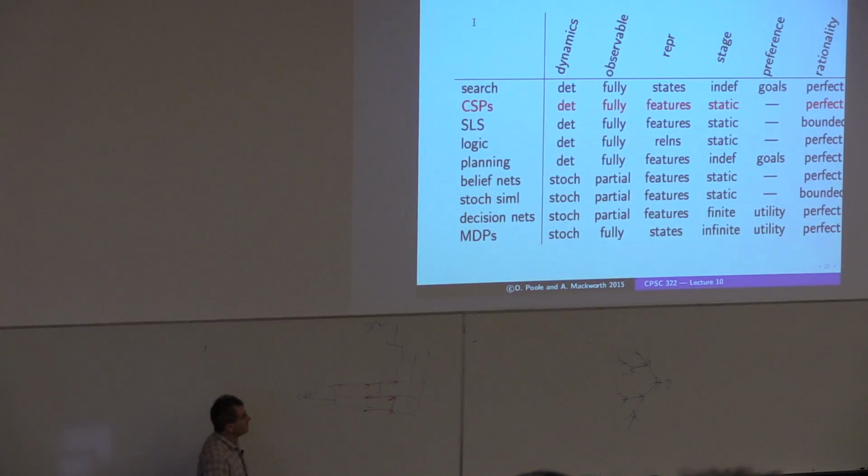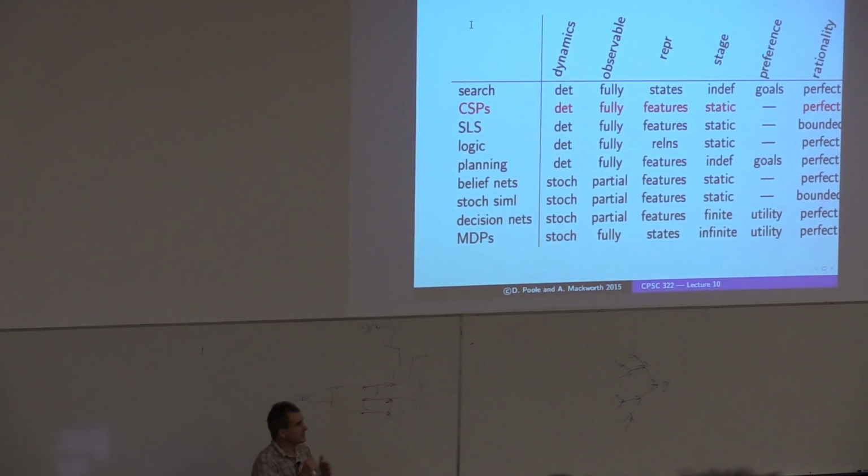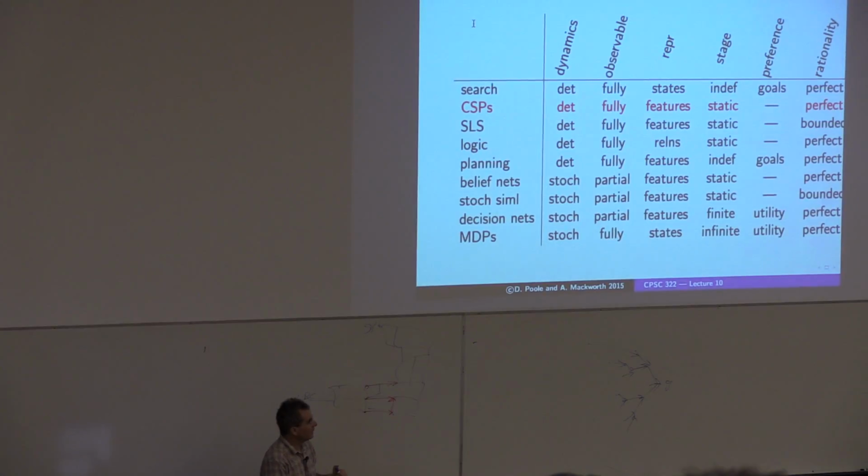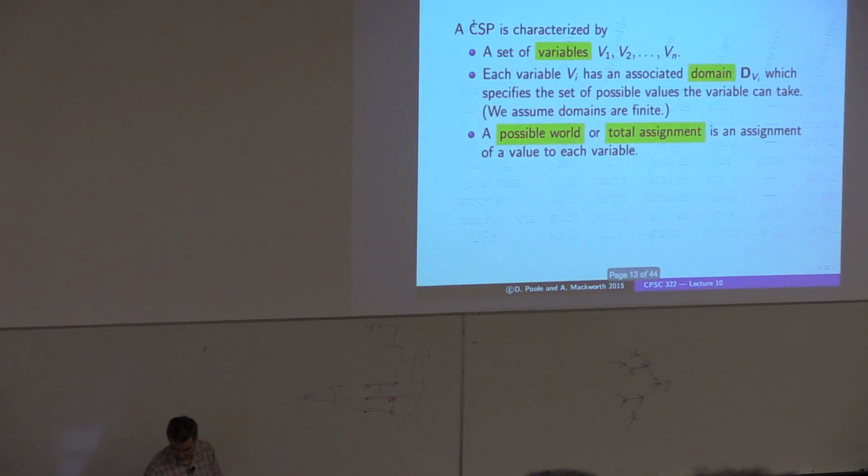So the overview of the course so far is we've looked at search, which was deterministic and fully observable. We can represent elements in the nodes in terms of states. We're allowing it to go indefinitely. We're going to look at goals, and we're going to look at perfect rationality. And what we're going to do now is go from states to extend it into features. So instead of just having states which are unstructured, which are just this node or this node, we're going to try and exploit the fact that we can describe states in terms of features. And that's what we're going to do now.